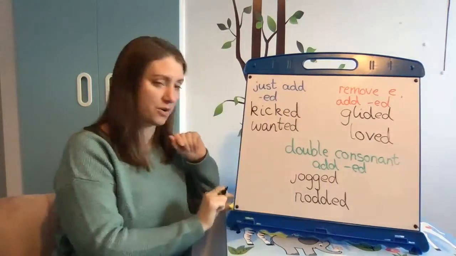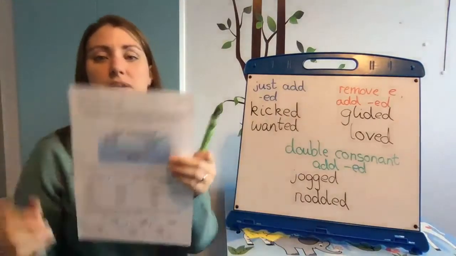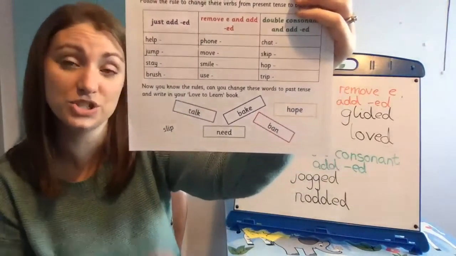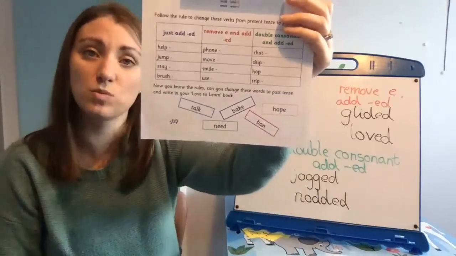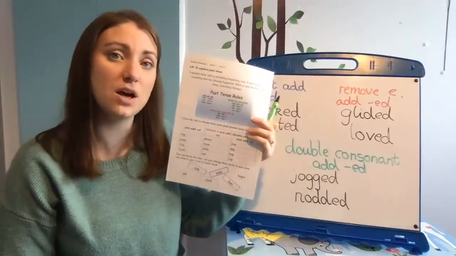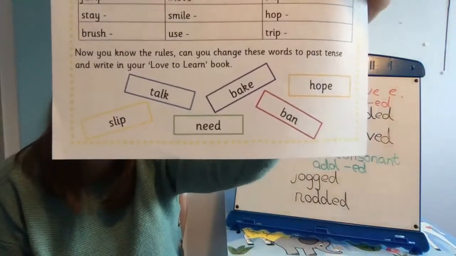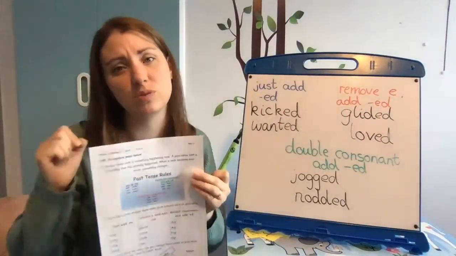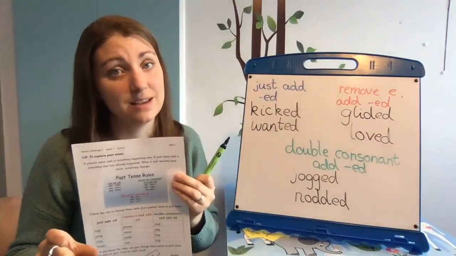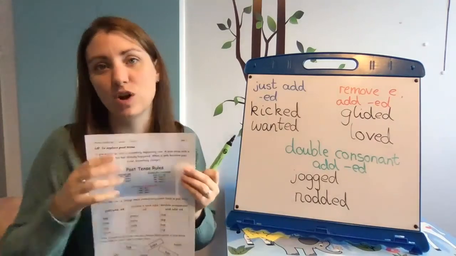Well, there you go. If you have the handout, you'll find at the bottom there are some words. I would like you to do this activity now on your own. Write down the word and decide what's going to happen. Write them in your Love to Learn book, changing them from present tense verb into past tense verb. Decide which rule you need to follow, and remember the rules are at the top. Go through them one at a time. Does it have an E? Is it a short vowel sound with only one consonant after it? And then you'll know what to do.